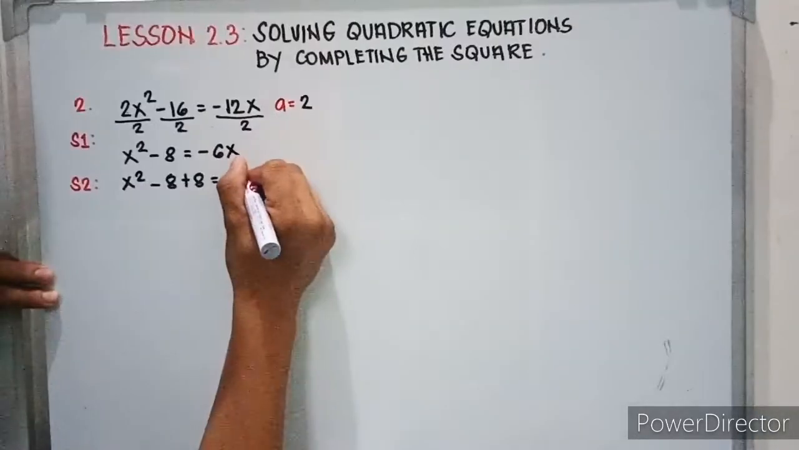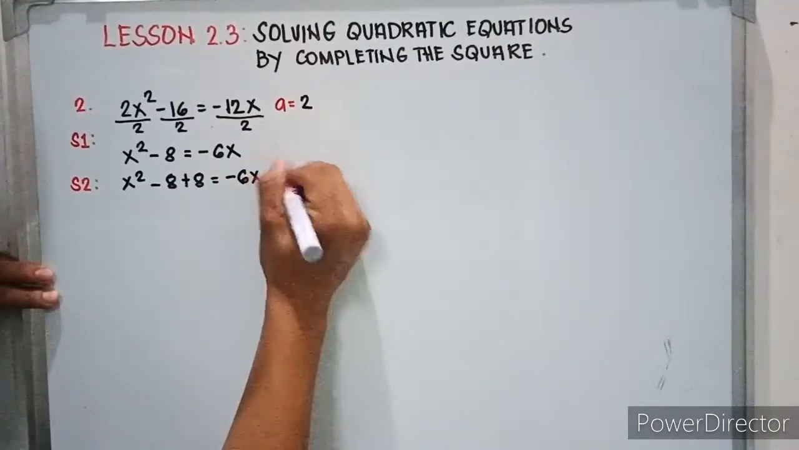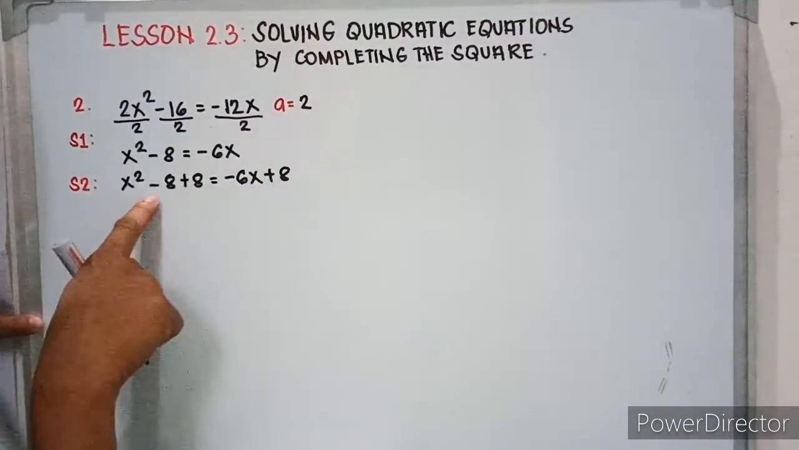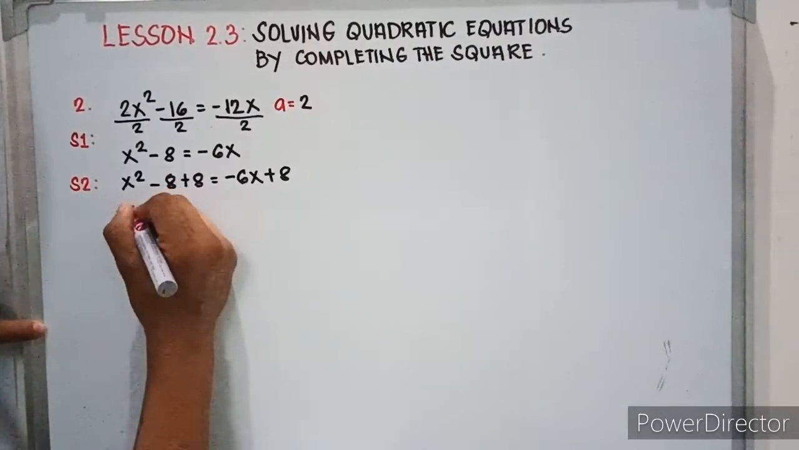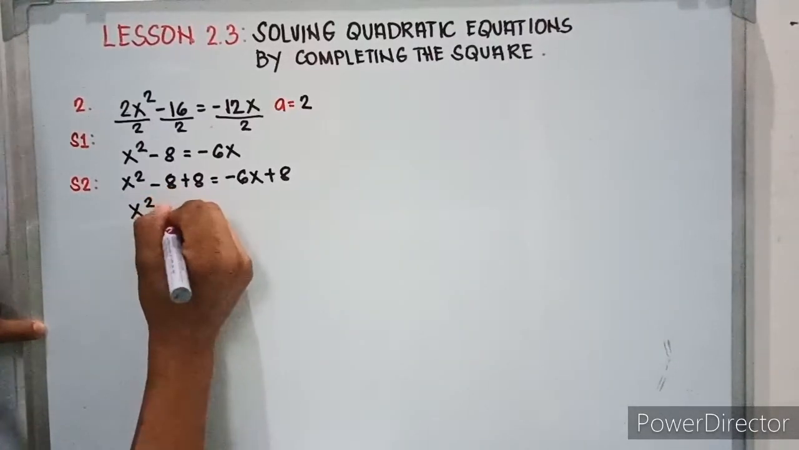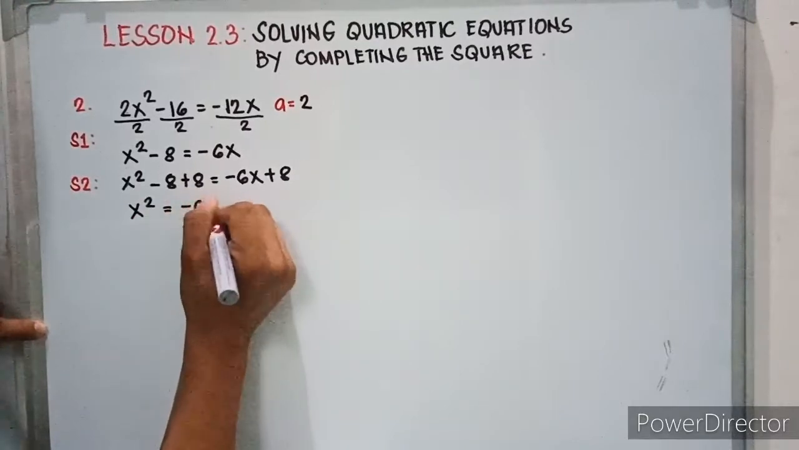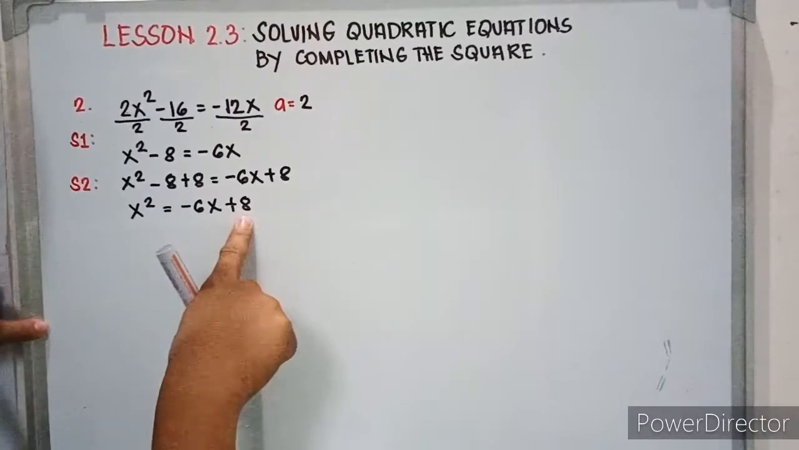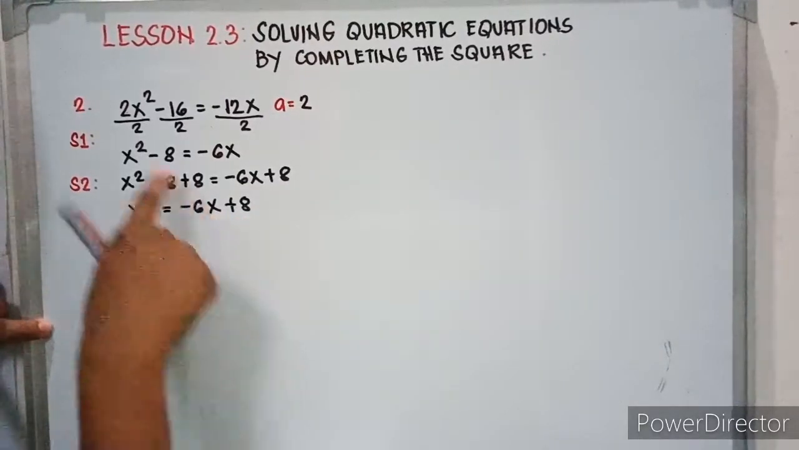So, papaano iyon? So, we will have x squared minus 8. Isa-isahin natin. So, additive inverse ng negative 8 is positive 8 equals negative 6x plus 8. Okay. Then, simplify. Negative 8 plus 8, that is 0. So, it will become x squared equals negative 6x plus 8. Ay, ang sabi, dapat daw si constant lang nasa right side. So, ililipat natin si negative 6x sa left side.